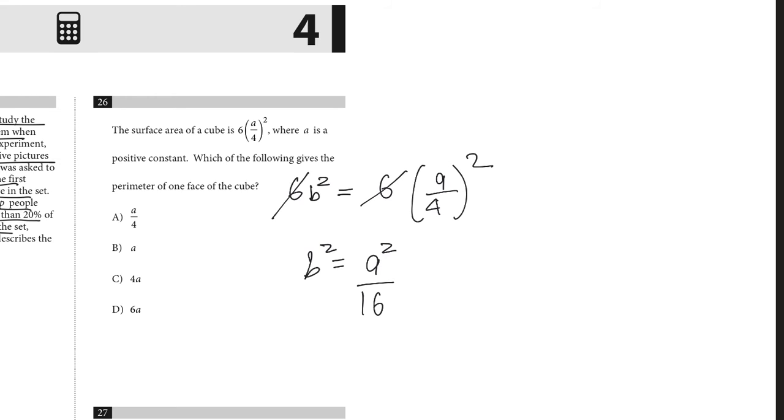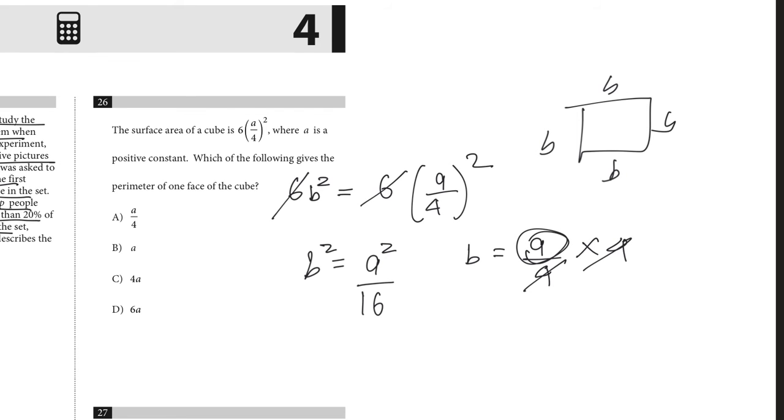b is basically just the root, right? So we didn't really even need to do this, we could just remove the squares. We have b is equal to a by 4, and since we need the perimeter, that's 4 times b. That would just give us into 4. Cancel this, we just get a as the answer.